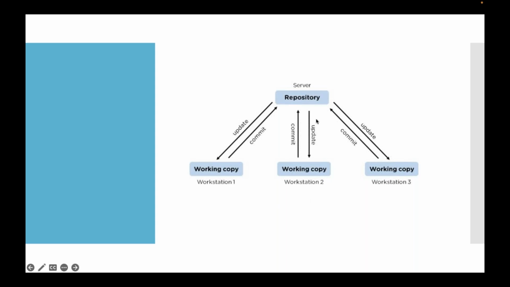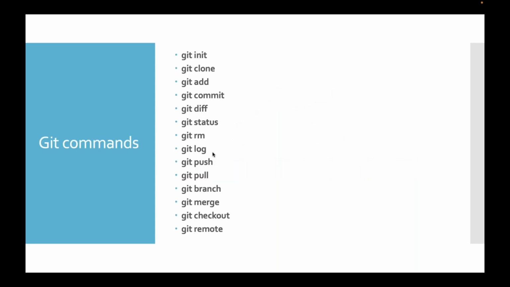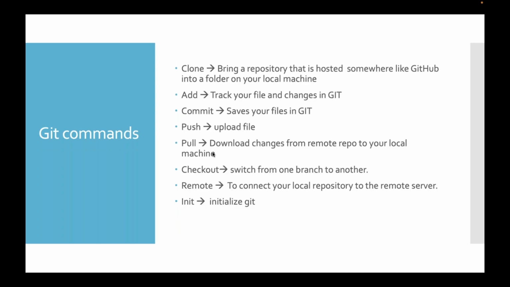Whoever has written the code will push it to the repository. So pushing is called commit, pulling is called update. This process also takes place in GitHub, meaning code repository. So these are the commands that we come across in Git: git init, git clone, git add, git commit, git diff, git status, git rm, git log, git push, pull, branch, merge, checkout, remote. Like this, we have so many commands.